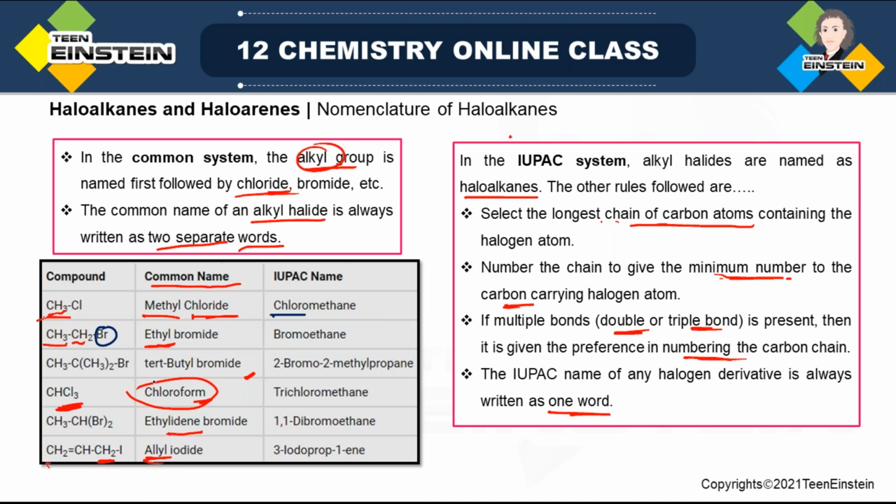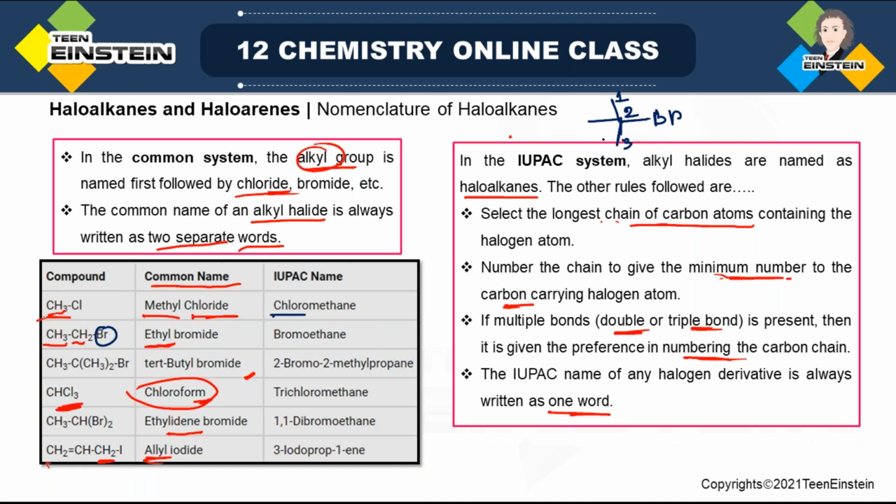Now we have a branching in the third molecule. Remember, the third molecule is CH3, then CH3, and then there is Br. Now you have to choose the longest chain first. The longest chain should contain Br. So the longest chain will be like this: 1, 2, 3.